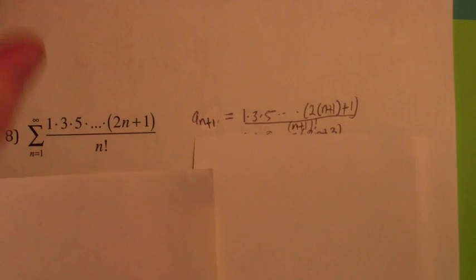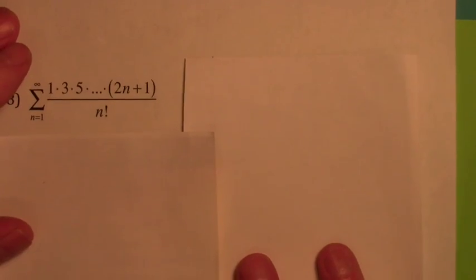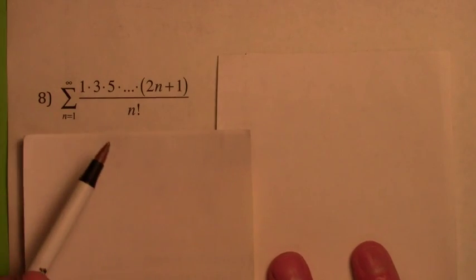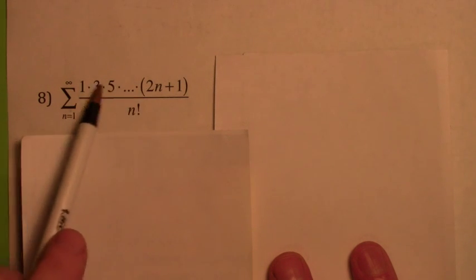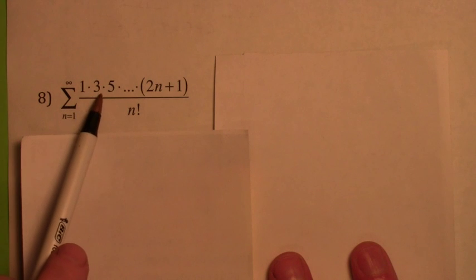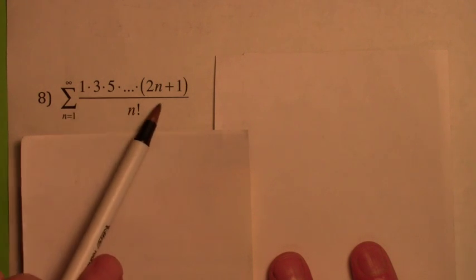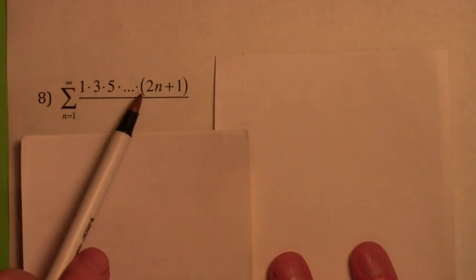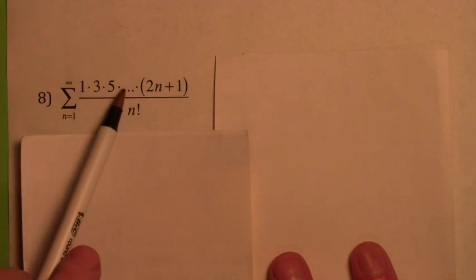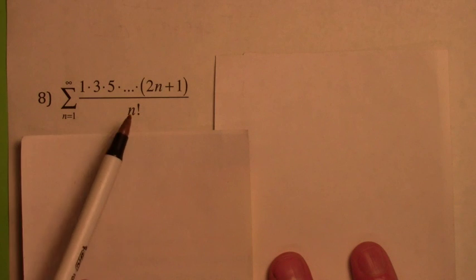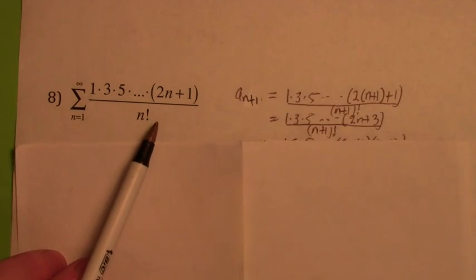This one's kind of hard. It's hard to understand what this even says. This is saying that you're multiplying. This is all one term here. You take all the odd multiples up to 2n plus 1. The one that comes before this one, by the way, would be 2n minus 1. So you're just taking all the odd multiples up to 2n plus 1 over n factorial.